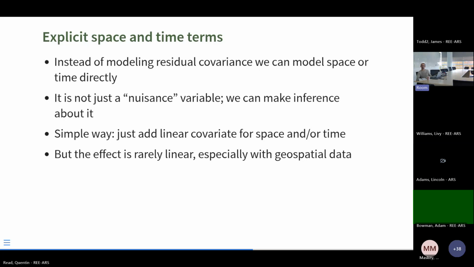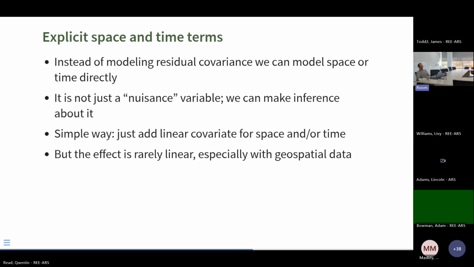Now, you could say, okay, well, why don't we just throw in space or time as a fixed effect, like put X coordinate and Y coordinate as a fixed effect. Yeah, you could, and that would actually work decently in many cases if you have, let's say, a very strong gradient of environmental variation going from north to south on the y-axis or going from east to west on the x-axis. If you had that, then throwing in just X and Y coordinate of your data points as a predictor is actually going to account for that pretty well.